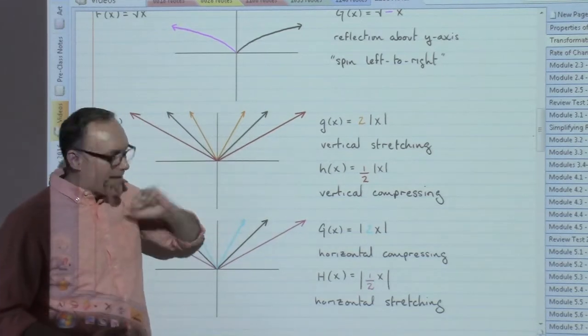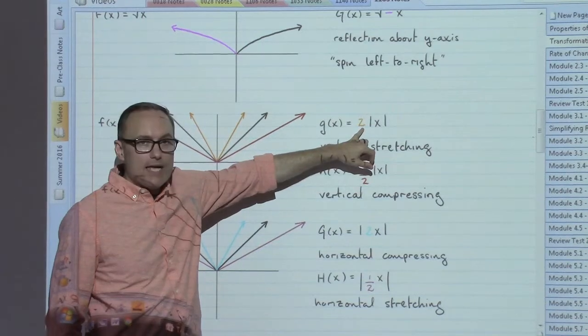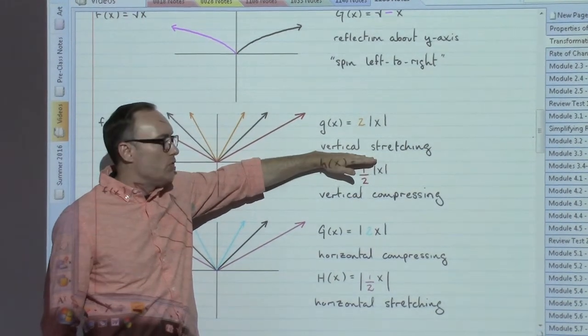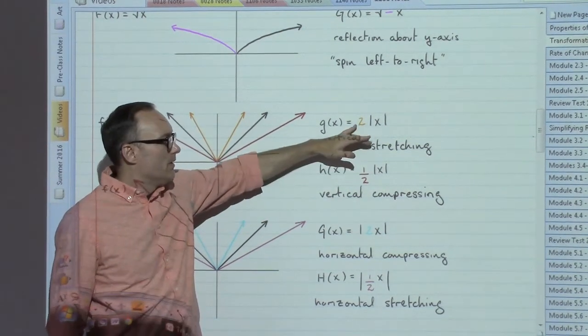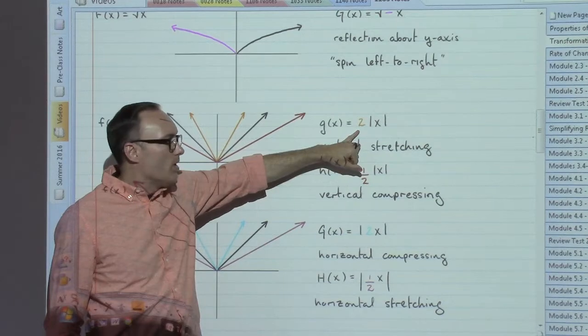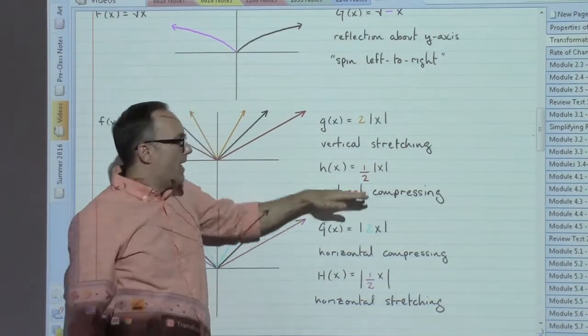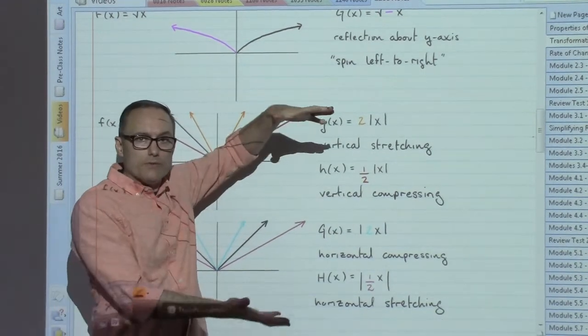So as it happens, if we have a number that is outside of our original function, that is going to be related to vertical stretching or compressing. A number bigger than 1 would be a vertical stretch. A number between 0 and 1 would be a vertical compression. Correct?